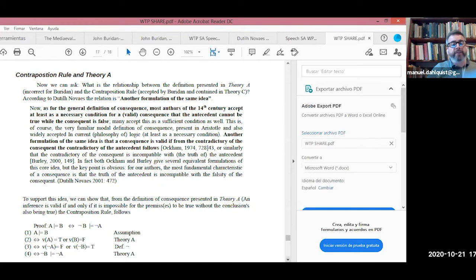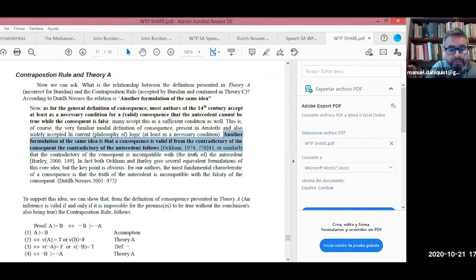Contraposition rule and theory A. We can ask, what is the relationship between the definition presented in theory A, accepted by Buridan, and the contraposition rule accepted by Buridan and contained in theory C? As you can see in the Dutilh Novaes text, the relation between the rule of contraposition and the definition, the theory, is another formulation of the same idea.